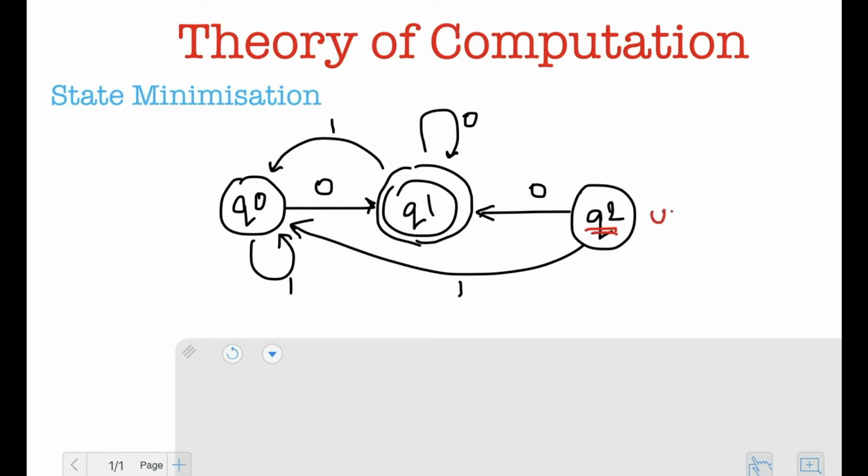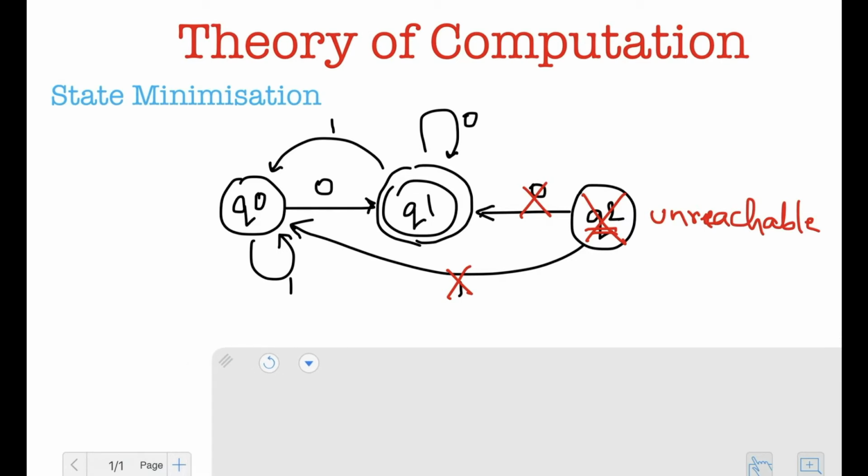So Q2 is unreachable and we can get rid of Q2 altogether. So we don't need this state in our DFA, so we can get rid of this and these two transitions. So that's the first step that we have in state minimization, get rid of all unreachable states.